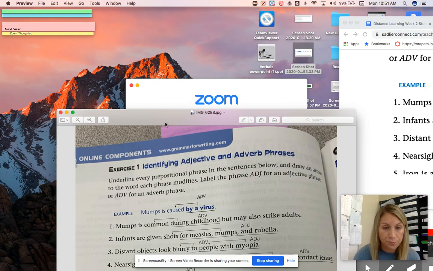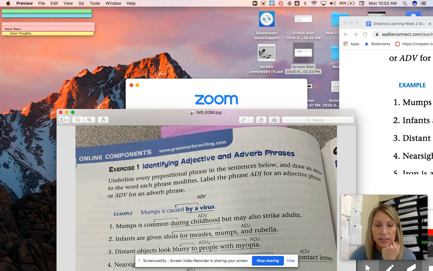Okay, number 3. Distant objects look blurry to people with myopia. To is your preposition, and then this is your object. Actually, you have 2 prepositional phrases, sorry. To people and with myopia. I probably need to know how to pronounce that, sorry. All right. To people, so distant objects look blurry to people. So to people is modifying blurry. Blurry is an adjective, so that's an adverb phrase.